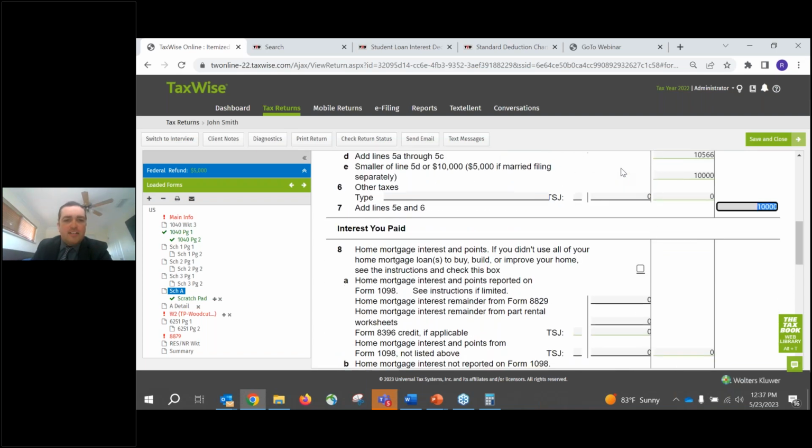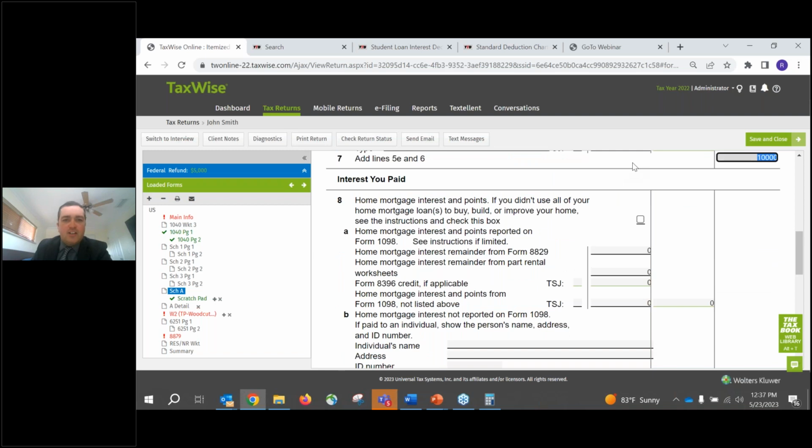Continuing to move down the Schedule A, let's go ahead and look at the interest you paid. And you can see that there's a few separate sections for this. We have the home interest and points. If you didn't use all of your home interest and points to buy, build, or improve your home, check this box, and that really is getting back to our 3 categories that we can actually go and deduct these loans for.